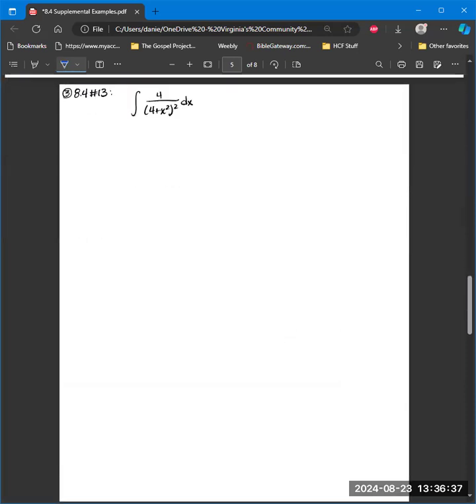All right. Now for this next one, I have 4 over 4 plus x squared squared, so I have an a squared plus u squared situation. I think I want to make x equal to a tan of theta here. So x is going to be equal to 2 tan theta, and dx is going to be 2 secant squared theta d theta.